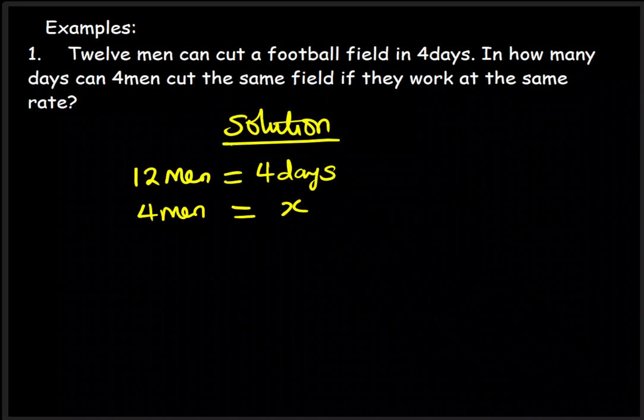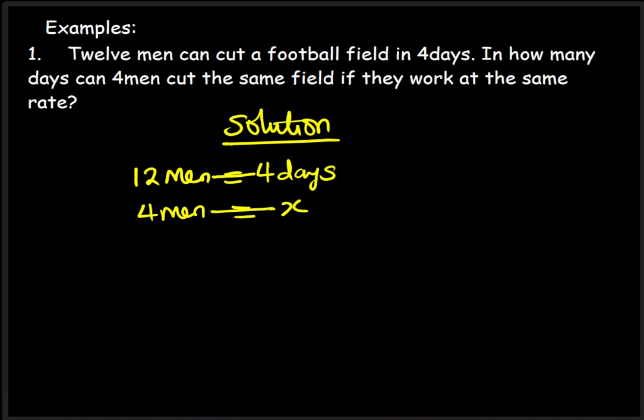Now, looking at this kind of question, this is number of persons doing work and the time taken to do the work. So this is an inverse proportion question. And in inverse proportion, we don't cross multiply. Rather, we do what I call side multiplication. Remember, in direct proportion, we cross multiplied, but in inverse proportion, we do side multiplication.